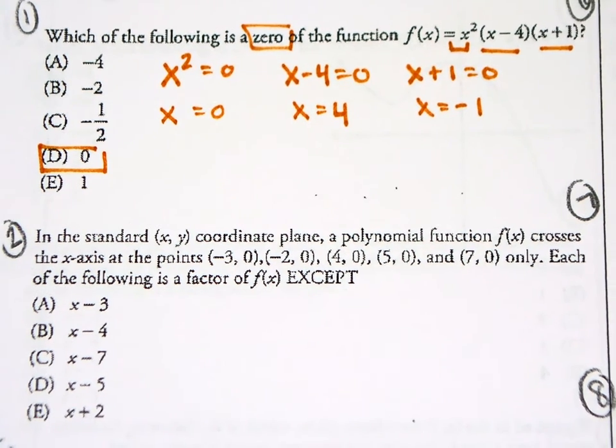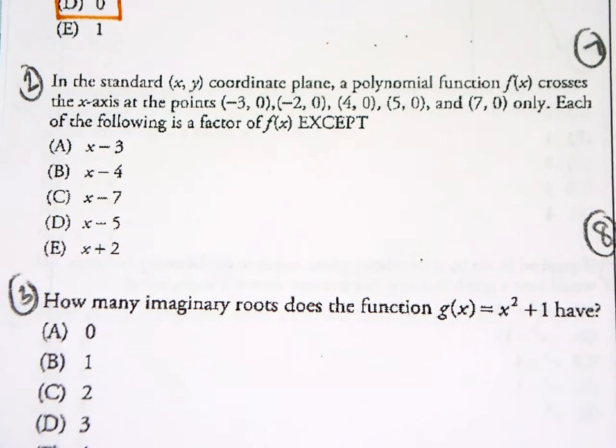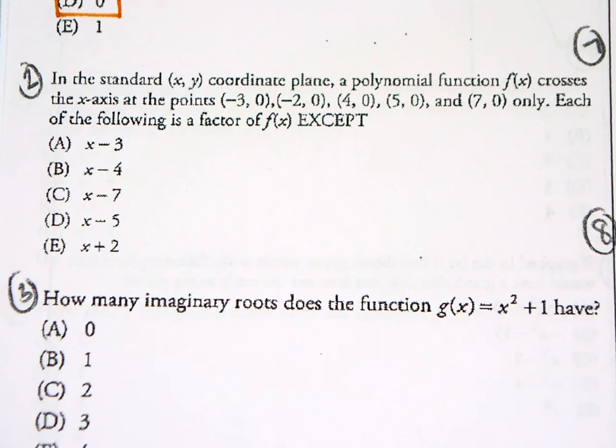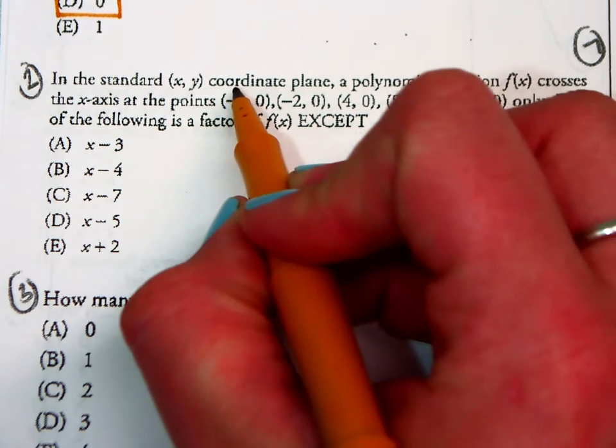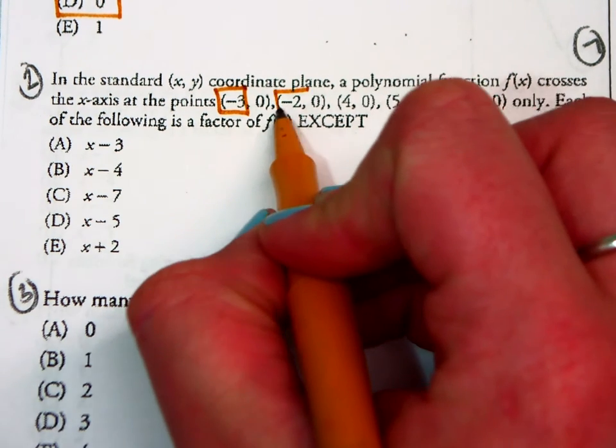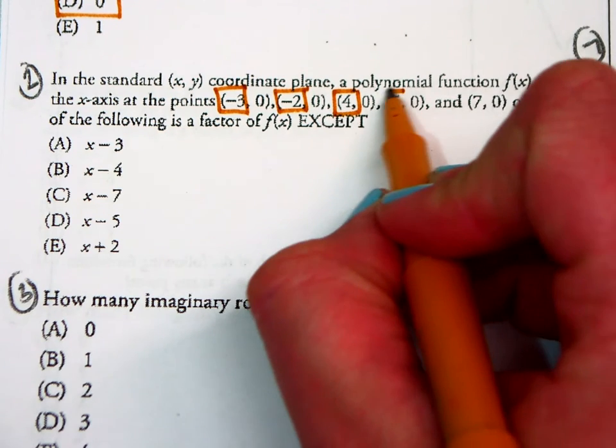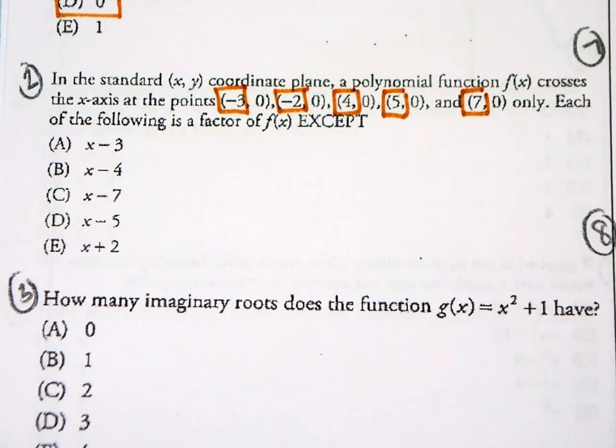All right, number 2. In the standard xy coordinate plane, we have a polynomial that crosses the x-axis at all of these times. So it's crossing at -3, -2, 4, 5, and 7. We're looking for which one is a factor.